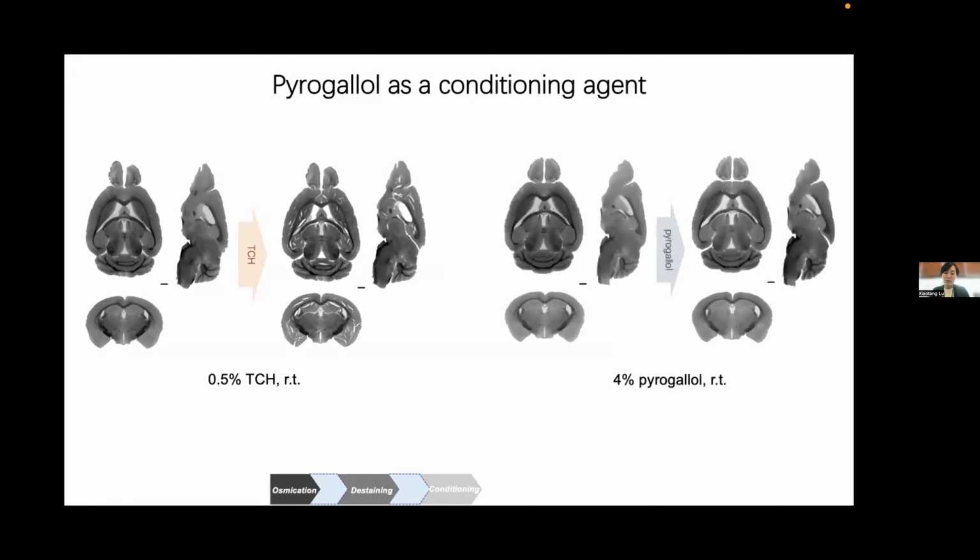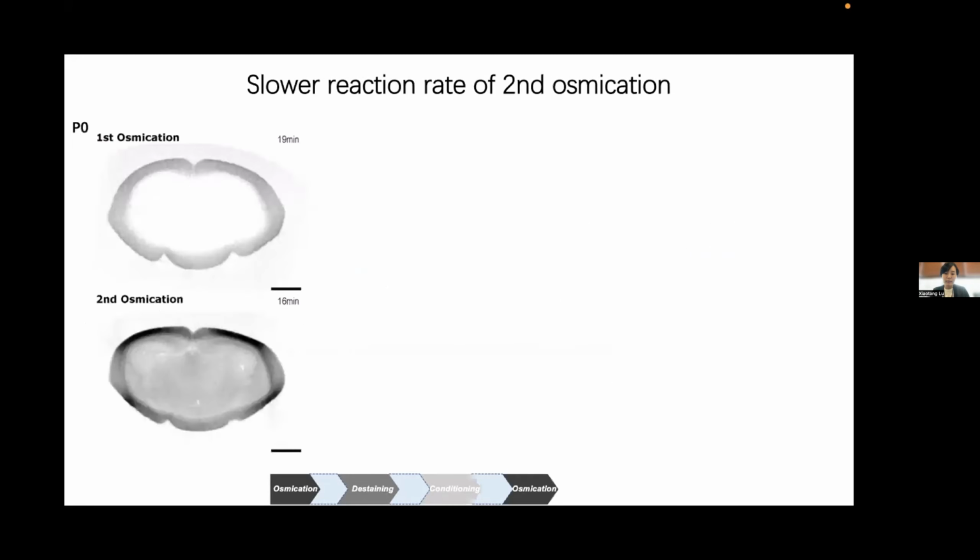Pragya Goel turned out to be a much better choice for whole brain staining. It doesn't bring about any noticeable artifact. After Pragya Goel, the brain is now ready to accept more osmium.